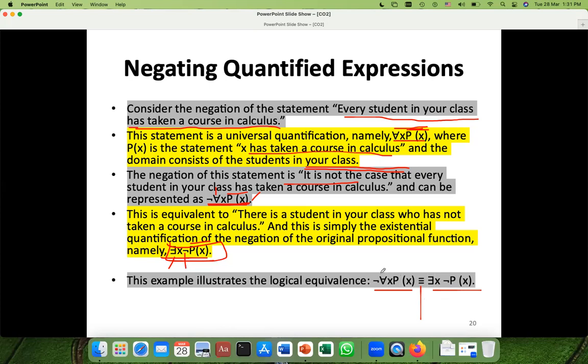So that's why these two statements, negation of for all x P(x) and this one, are logically equivalent. If you focus on the left-hand side and right-hand side of this logical equivalence, you will find that the meaning is the same.